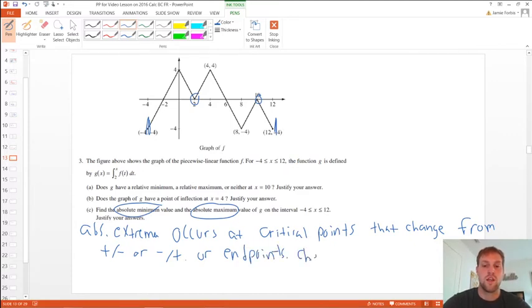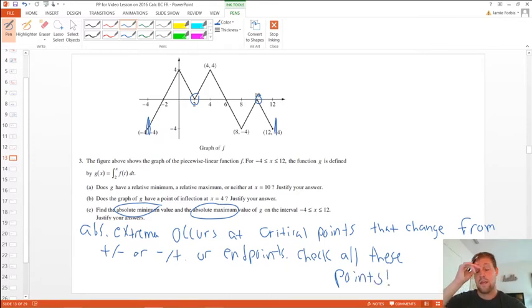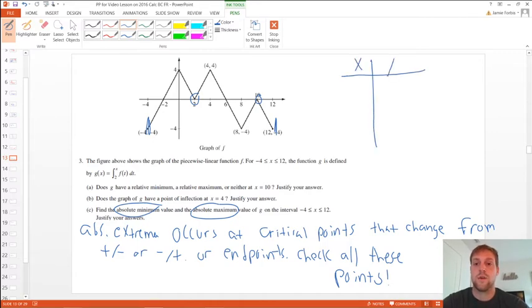So we're going to check all these points, and I'm going to check them in my little chart here. Here's my x value, here's my y value. Now my endpoints, I'm going to go left to right here. The points that I'm checking, I'm going to do in red, are at -4, -2, at 6, and at 12. Because -4 and 12 are my endpoints, and -2 and 6 are critical points where they change direction. So I'm going to check -4, -2, 6, and 12.